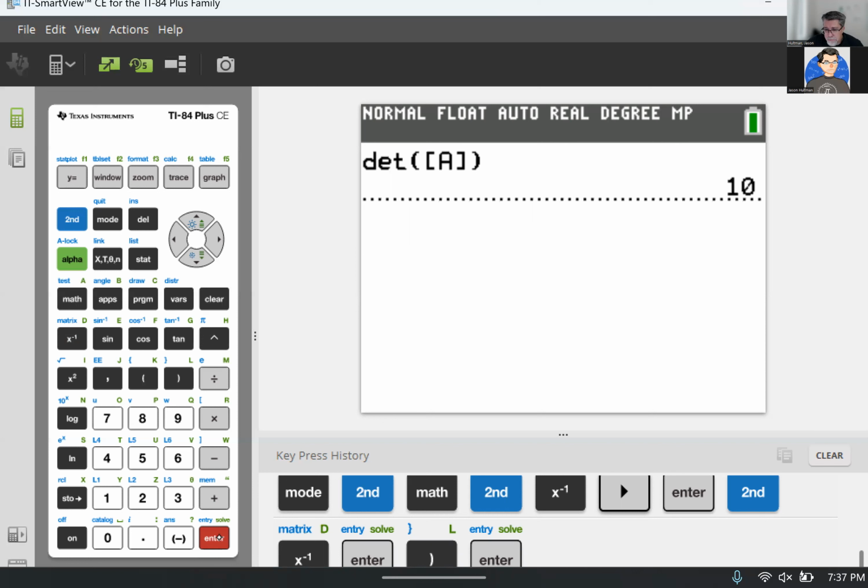I'm going to show you how to do the determinant by hand once here, and then for all intents and purposes, you're just going to verify these determinants with technology.